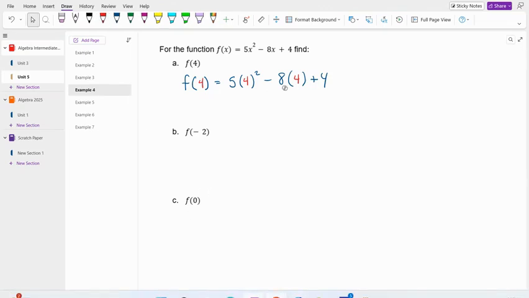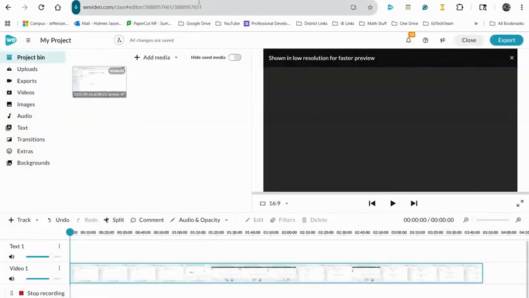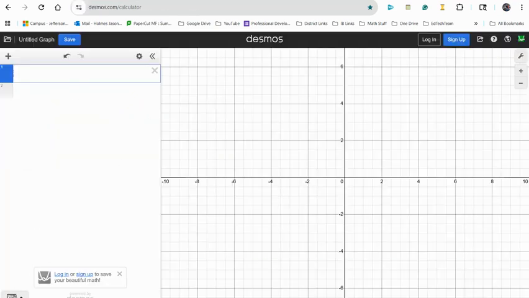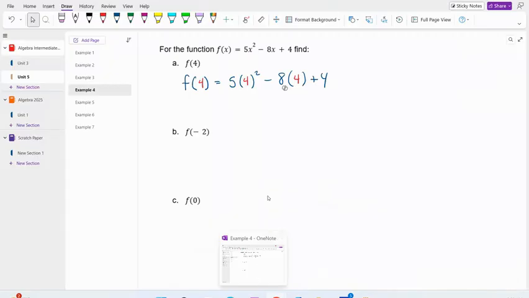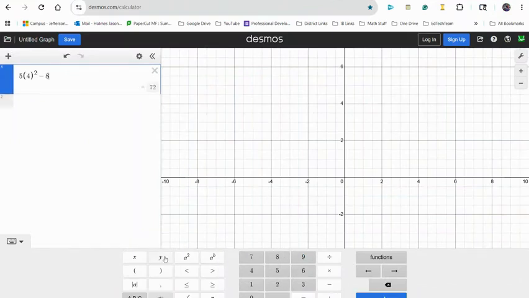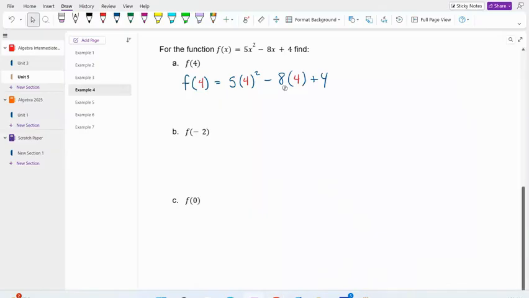And then I can jump on to Desmos. Desmos is right here. I'll bring up the keyboard, and then I'll just type it in. So 5 parenthesis 4 squared minus 8 parenthesis 4 plus 4, enter, and I can see that that gives me 52. So I'm going to come back over here and put down equals 52.